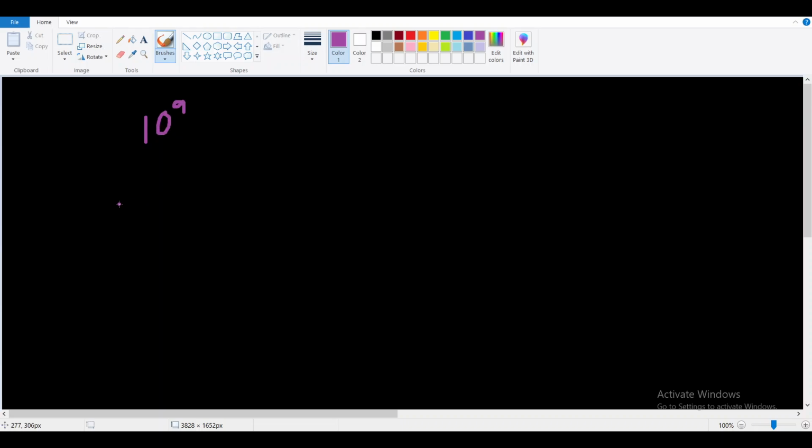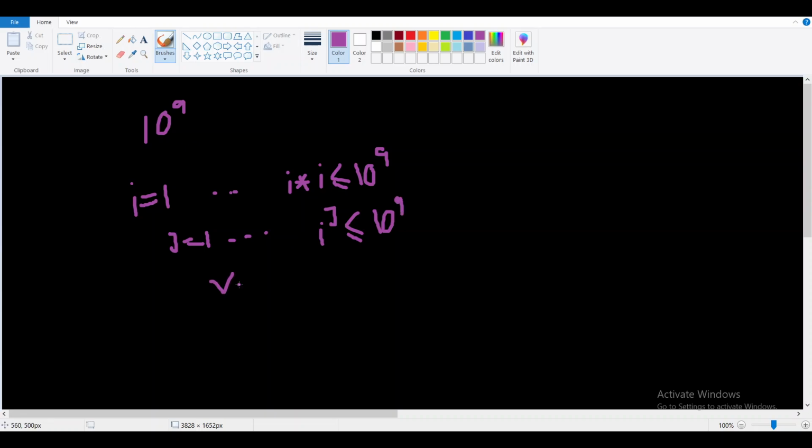We can iterate over every i from 1 till i times i is less than or equal to 10 to the power 9, right? And then we can iterate over j from 1 till i to the power j is less than or equal to 10 to the power 9, and we can mark visited of that value. Okay, and here we can take j equals j times i. I hope you get it. This is the way to approach this problem if n is 10 to the power 9.